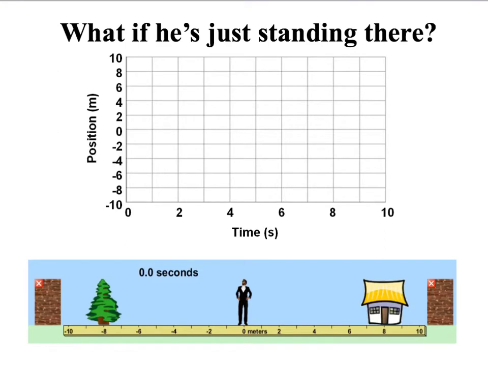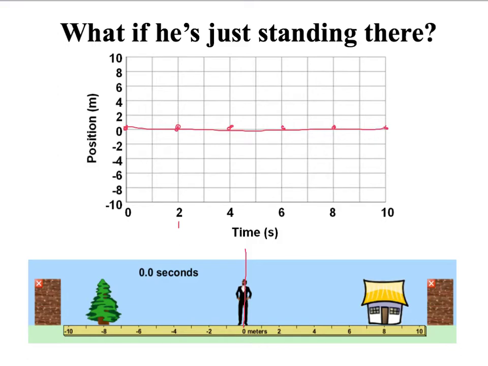So what would happen if Abraham Lincoln was just standing there? Well, if we look at his position right now, his position is at 0 meters. So where we plot that on the graph is right here, at 0 meters. If he didn't move, then at time 2 seconds, he'd still be at 0 meters. And at time 4 seconds, he'd still be at 0 meters. And so on, and so on, if he didn't move. So what would this position versus time graph look like? It would look like a straight, flat line.